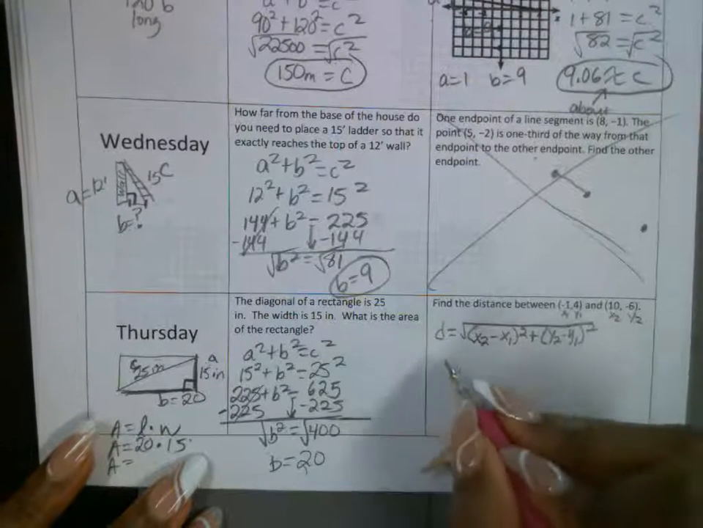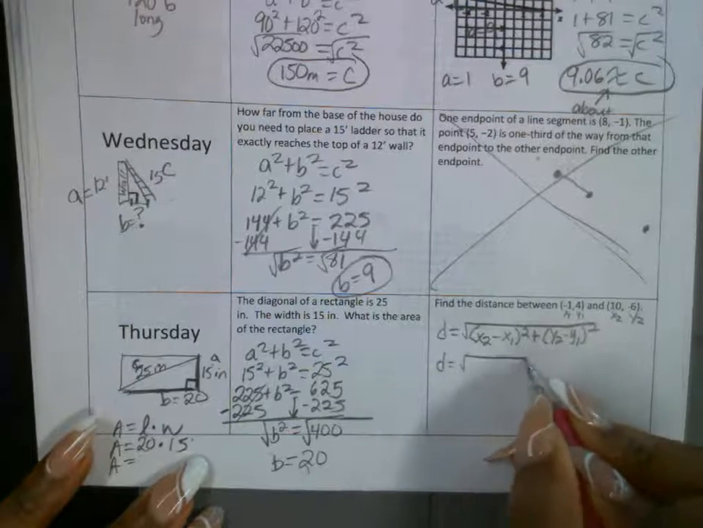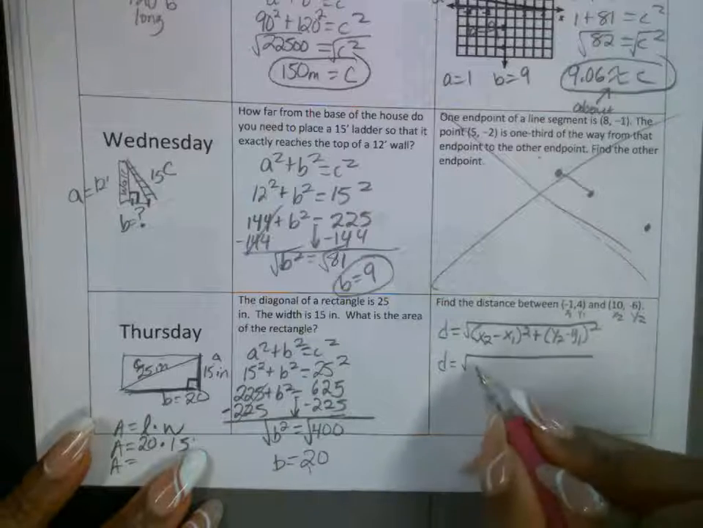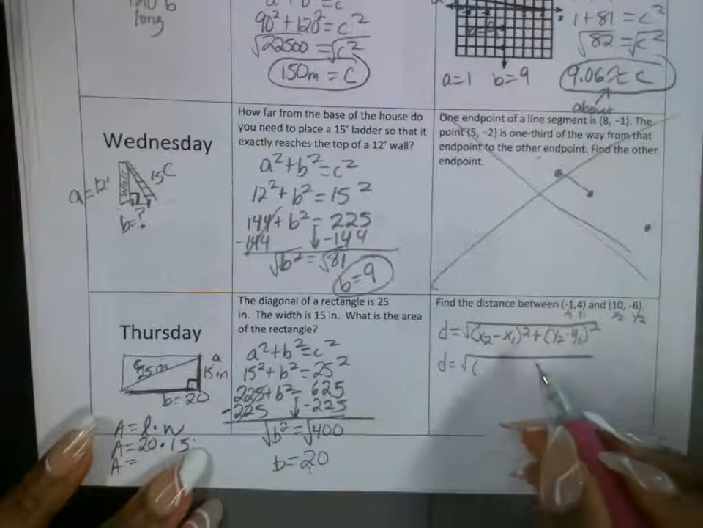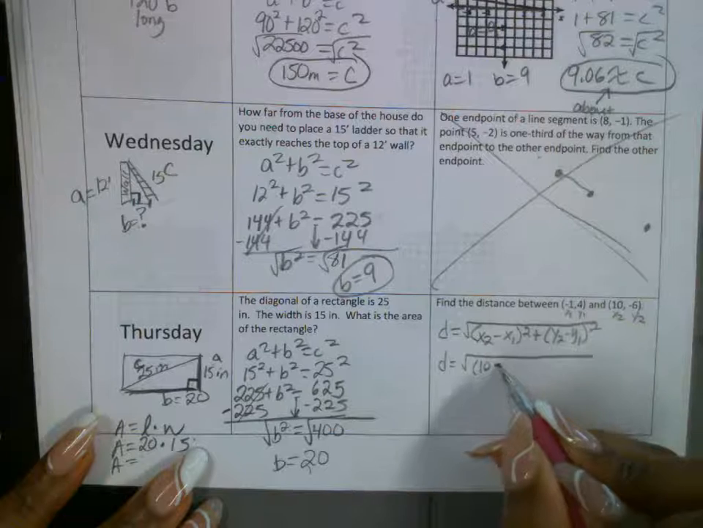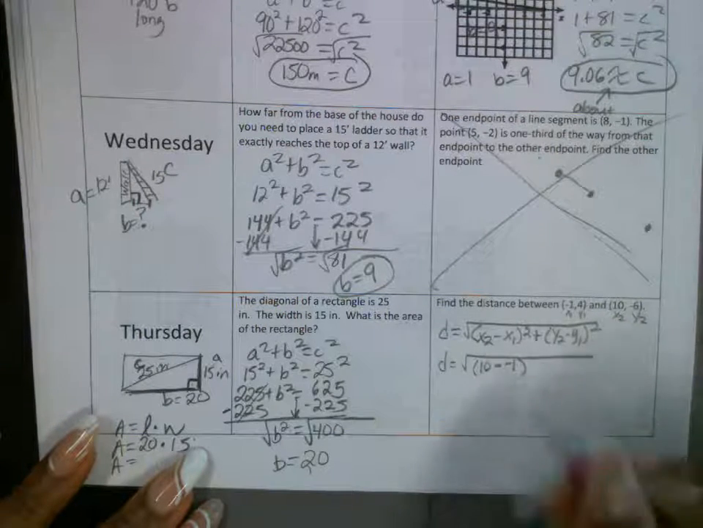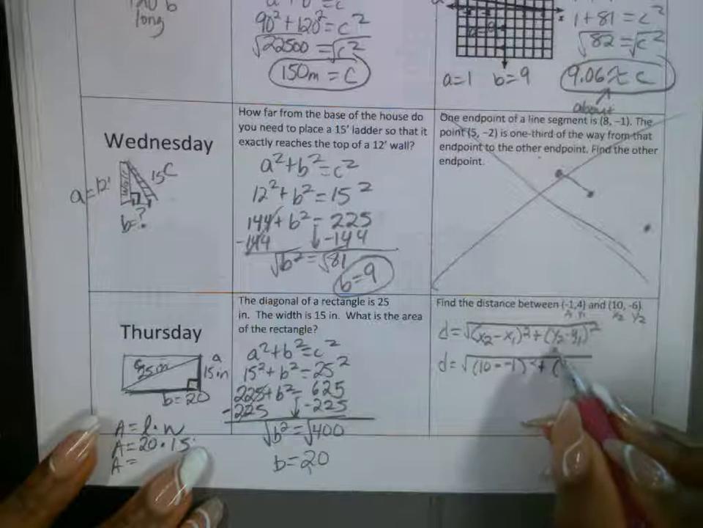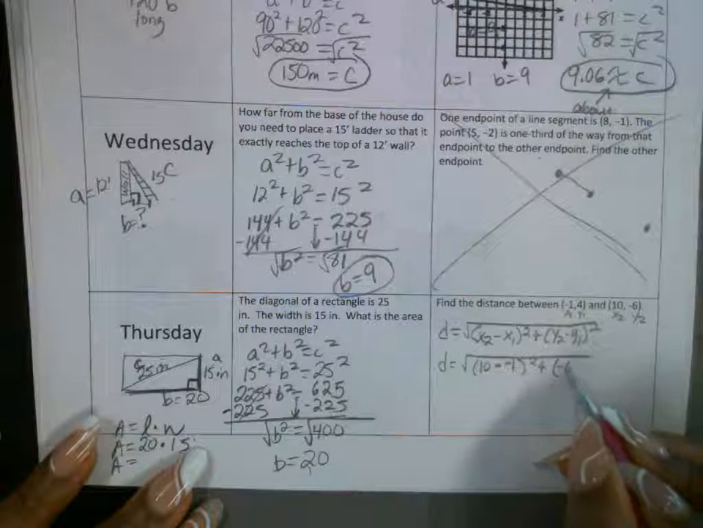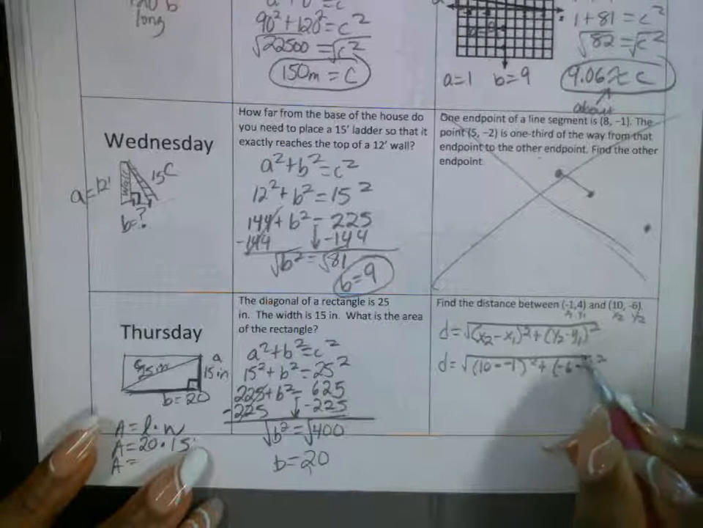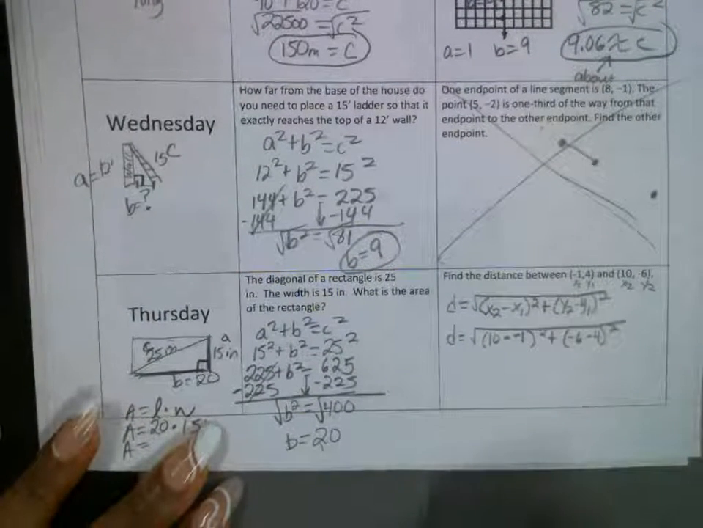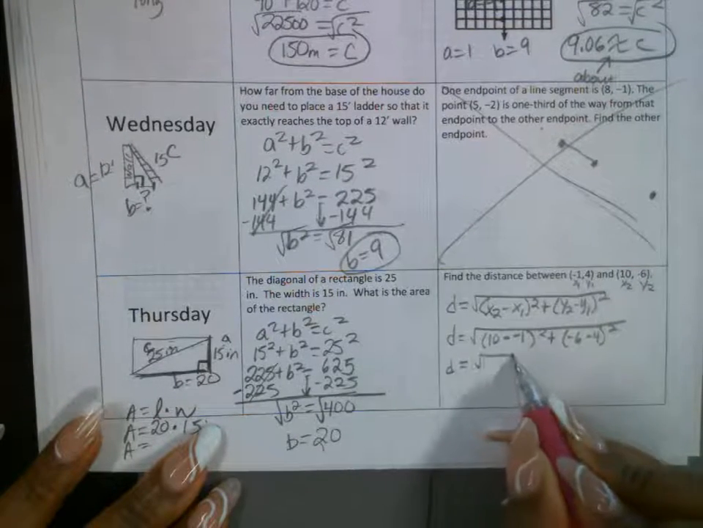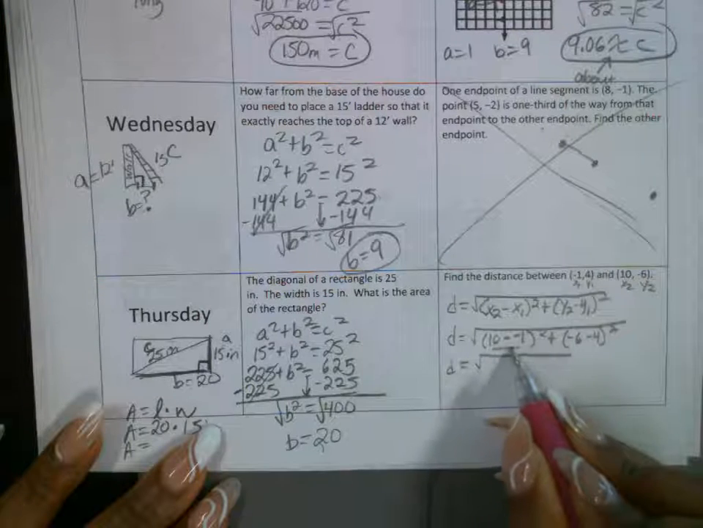Okay. So now we're going to substitute and then use order of operations to simplify. So in the parentheses, we're subtracting what minus what? 10 minus negative 1. And we square it. Plus, what are we subtracting here? Negative 6 minus 4, and square it. Order of operations tells us to do what's in the parentheses first. Okay, so what does this give us here?